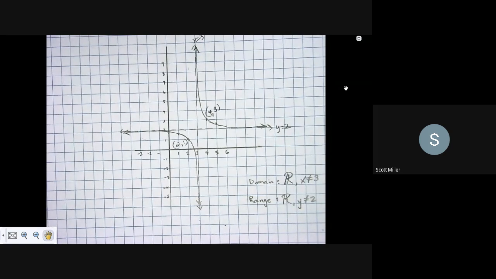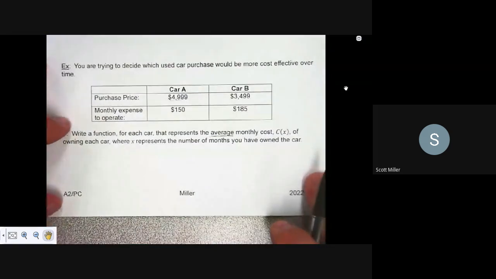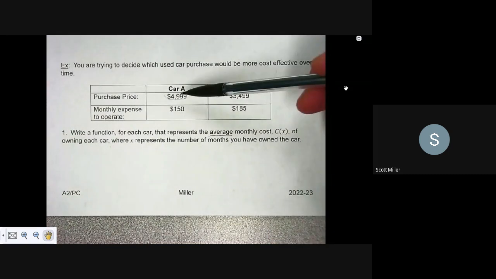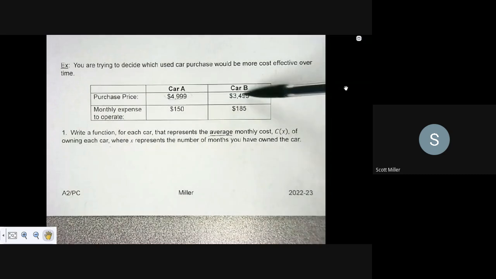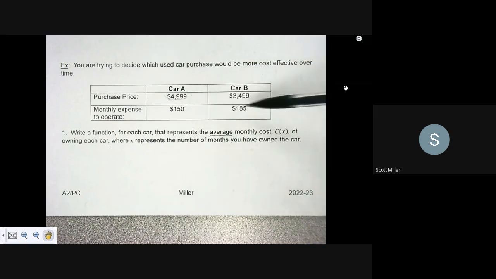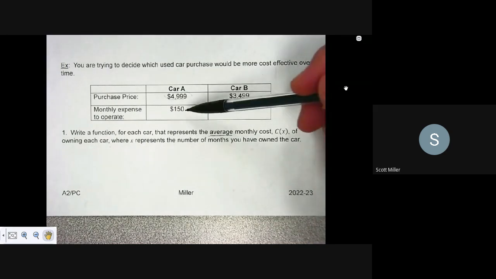Okay. The next problem I want to look at is an application problem down here at the bottom. We're going to do a car purchase. We have car A and car B. Here's the purchase price of these cars. This is the monthly expense for operating each of these cars. Gas, maintenance, all rolled into one kind of amount.